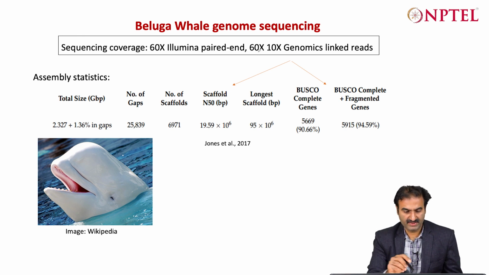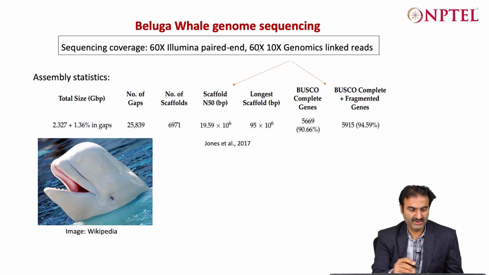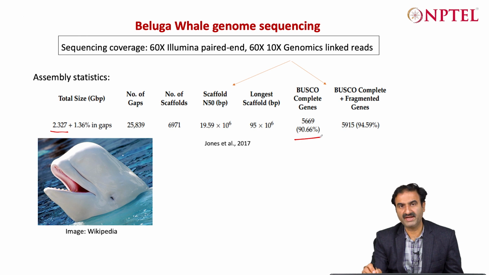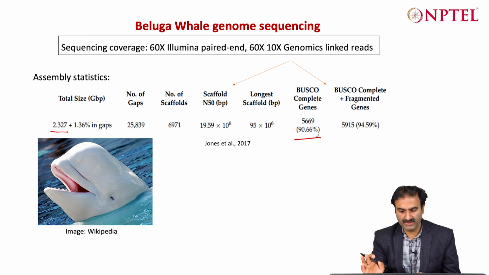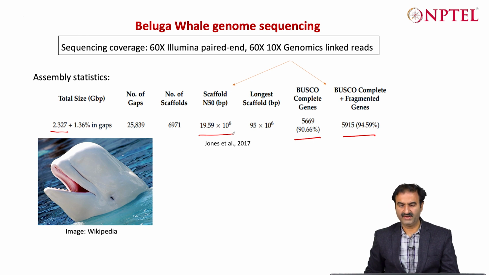Another fish genome was published in 2017. Here the genome size is 2.3 GB. BUSCO score was 90%, and above 95% is better, but 90% is also acceptable. Including both complete and fragmented, they could achieve 94.5%, that means they could still have other single copy orthologs, but in pieces, or basically not complete. And a good N50 of 19 MB.